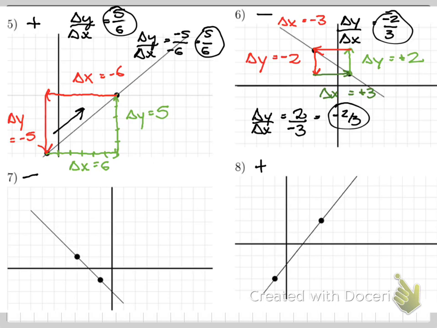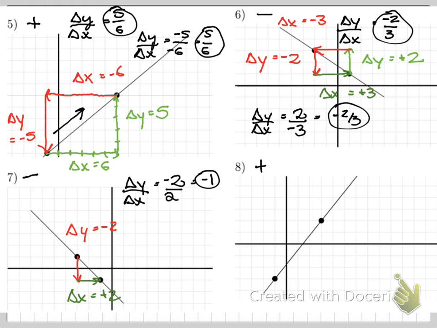Let's do these last 2 examples. So from here, I'm going to go down 2 units. So that means that my delta y, sorry, my delta y is negative 2. And then I need to go right 2 units. So that means that my delta x is positive 2. So let's put that together. So again, we always put our y over x. So we have negative 2 over positive 2. That reduces to negative 1.